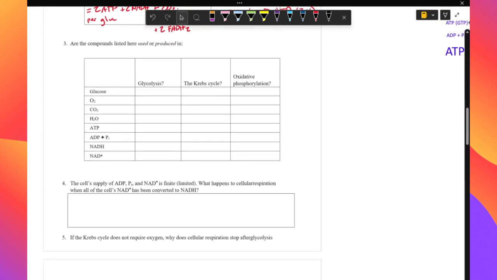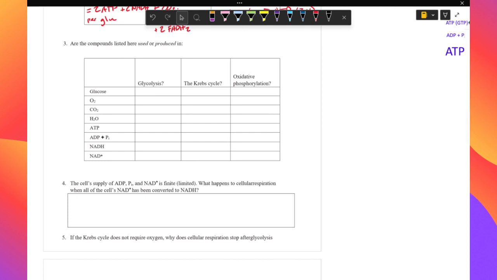Are the compounds listed here used or produced in glycolysis, the Krebs cycle, or oxidative phosphorylation? So this is just a good exercise to get in the habit of looking at these diagrams, starting to get familiar with what the inputs and outputs are at each step of cellular respiration. This is something that you are going to see over and over again, and having at least parts of it memorized will make future classes a lot easier. It will come up again whether you're in chemistry, organic chemistry, anatomy and physiology, biochemistry. It shows up everywhere. Physics, it showed up in my physics class.